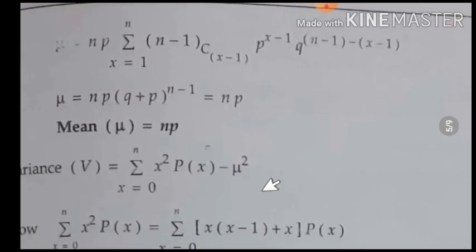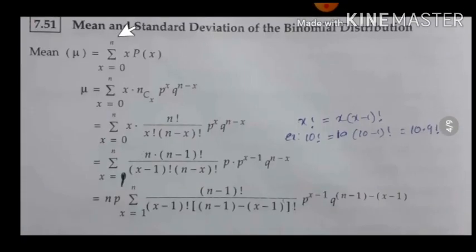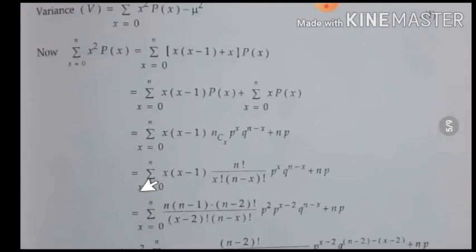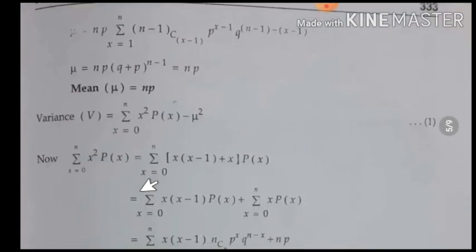Now continuing the step, n and p do not have any power, both are of power 1. You can observe in the previous step, this n and this p are taken outside the summation because they are independent of the x term. Those which contain x terms, you write inside the summation part. Now further simplify. Mean mu equals n into p.